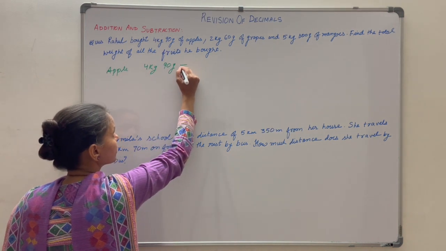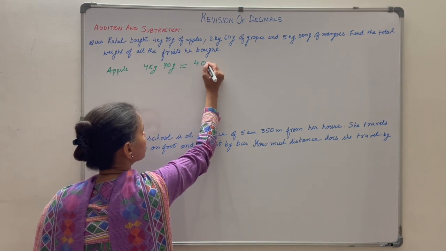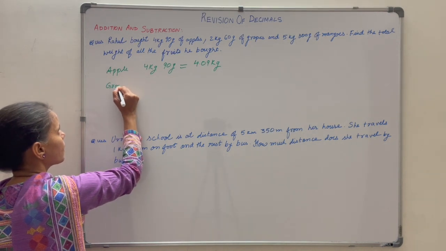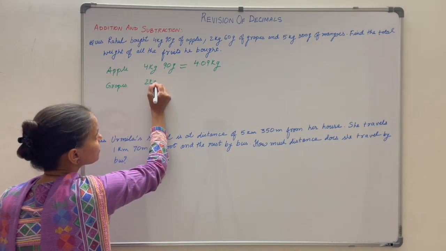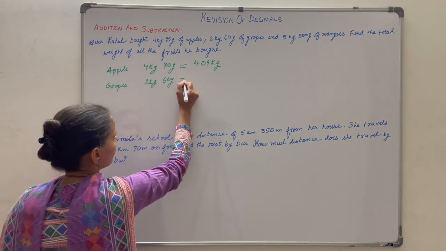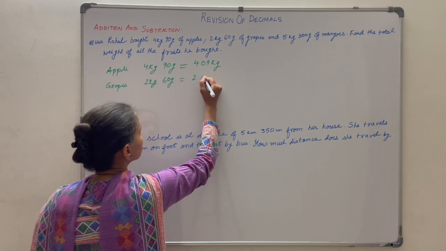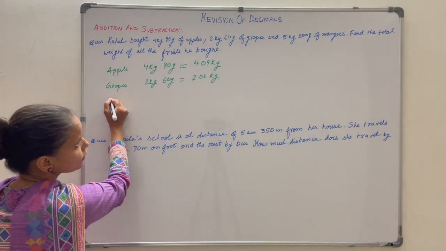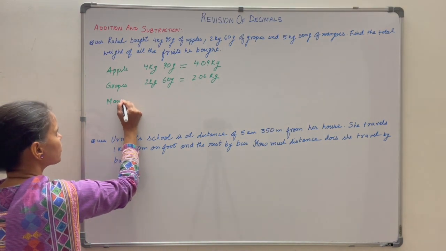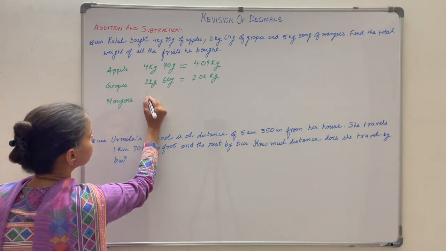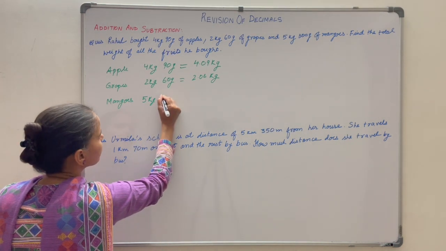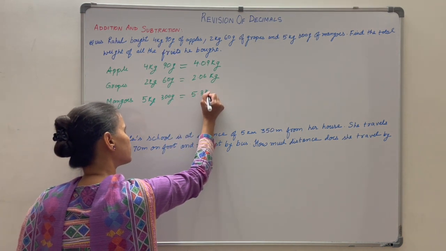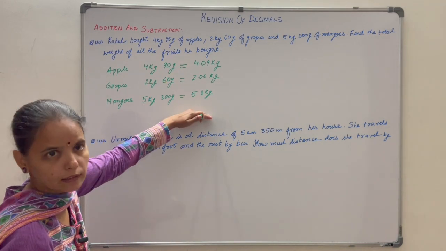Let us write down everything in kgs. So this is 4.09 kgs. For grapes, it is 2 kilograms and 60 grams. So how much is this in kgs? It is 2.06 kgs. Then we have mangoes. How much is the weight of the mangoes? It is given as 5 kg and 300 grams. So this is 5.3 kilograms.